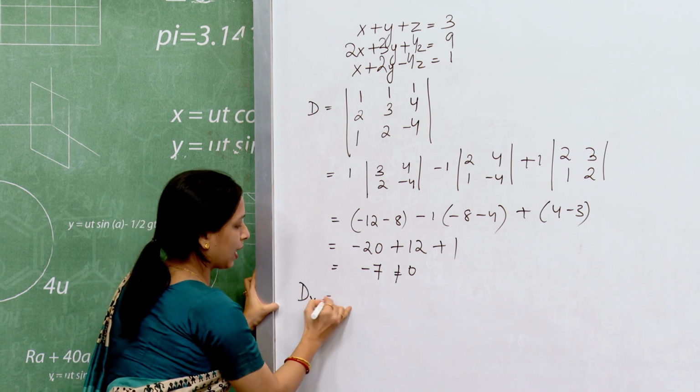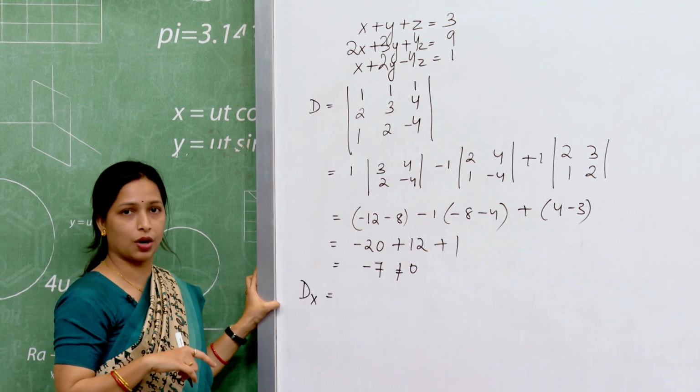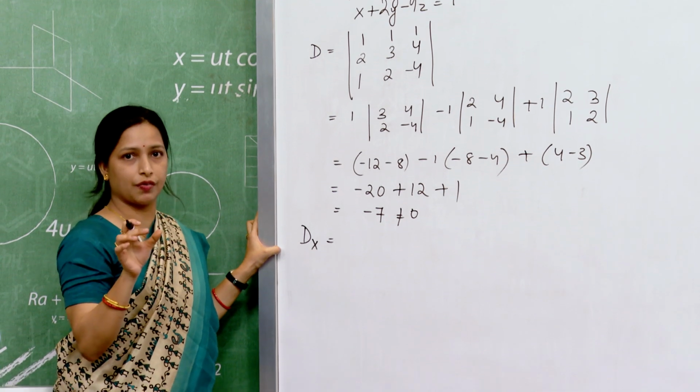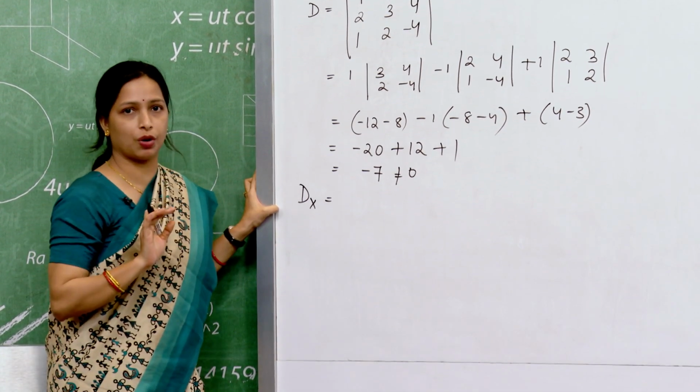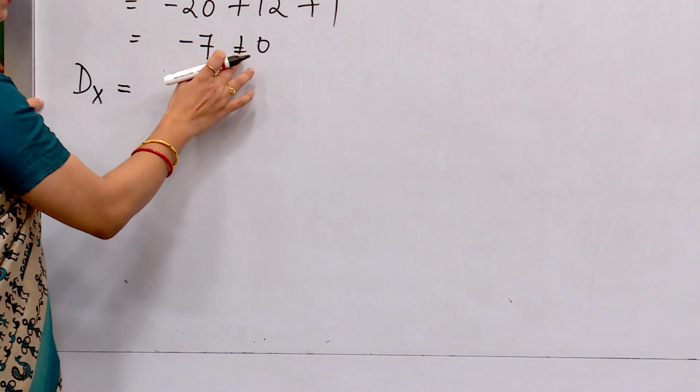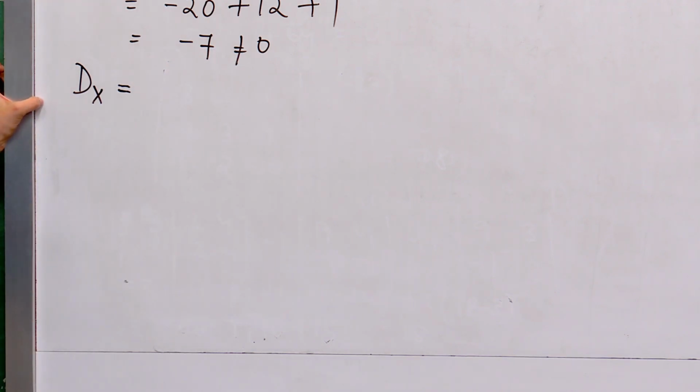Now, like how we did it in second order determinant, we substitute the values of x coefficient with the known values. The same step has to be followed here also. So, the determinant here is not equal to 0, so we can use Cramer's rule now. First we need to find out dx.